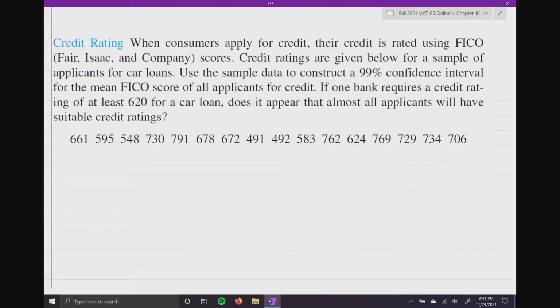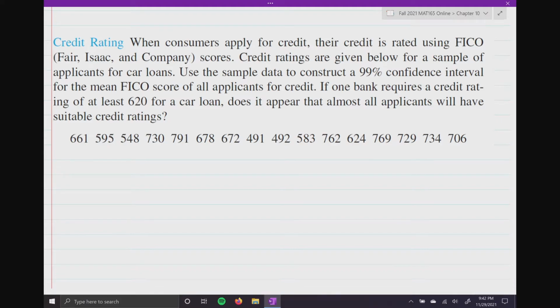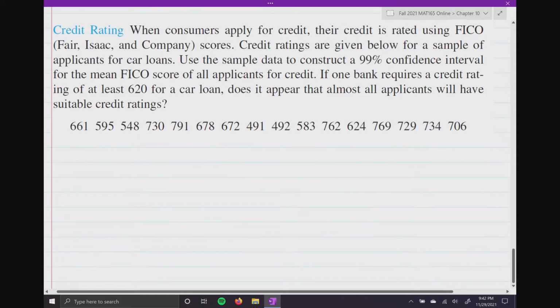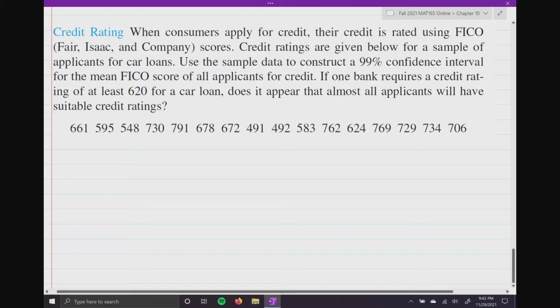All right, so here's an example that deals with credit ratings. When consumers apply for credit, their credit is rated using FICO scores, the Fair Isaac and Company scores. Credit ratings are given below for a sample of applicants for car loans. We want to use the sample data to construct a 99% confidence interval for the mean FICO score of all applicants for credit. If one bank requires a credit rating of at least 620 for a car loan, does it appear that almost all applicants will be suitable for the credit rating?